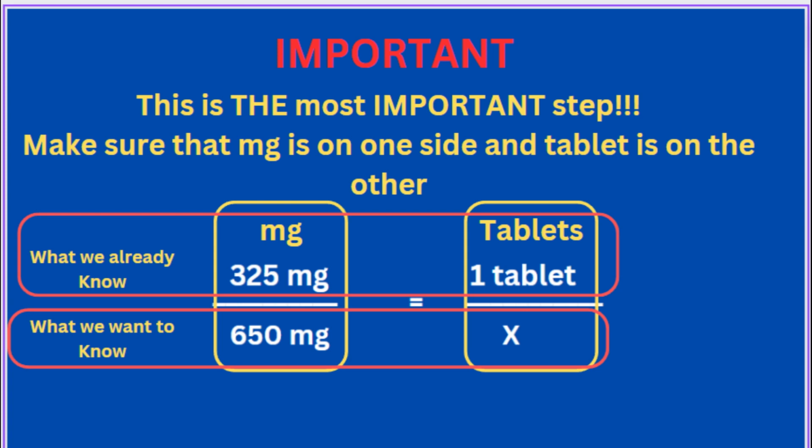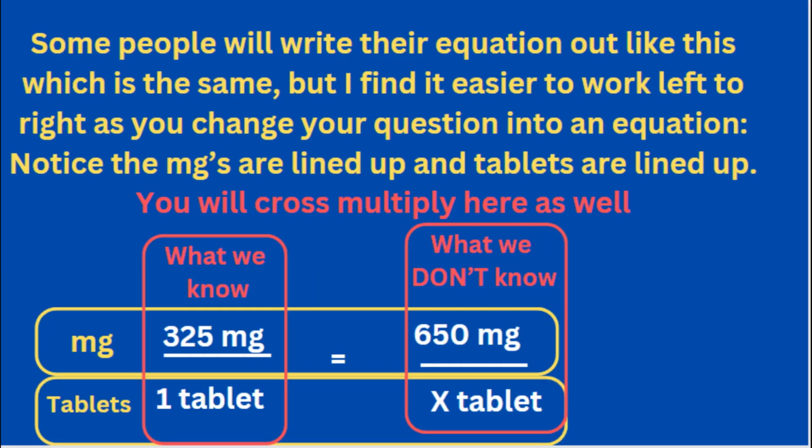And this is the most important thing: making sure that you have your equation set up correctly. This is going to make or break you when you do dosage calculations. Milligrams together, tablets together. What we already know together, what we want to know together. Some people will write their equation a little bit differently, but as long as you have milligrams together and tablets together, and what we know together and what we want to know together.